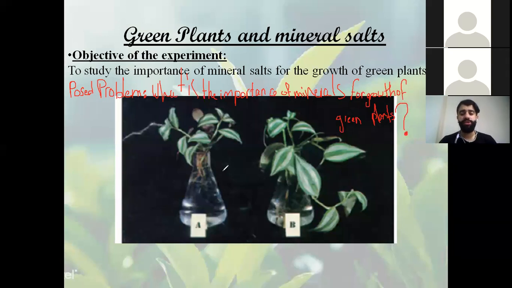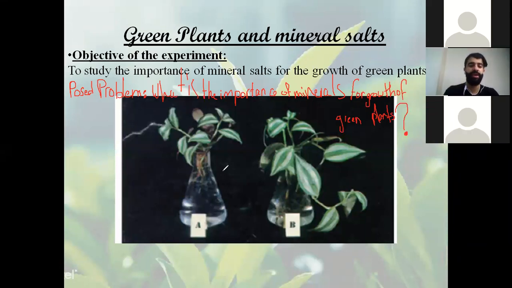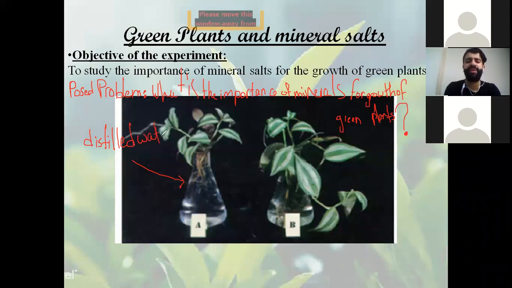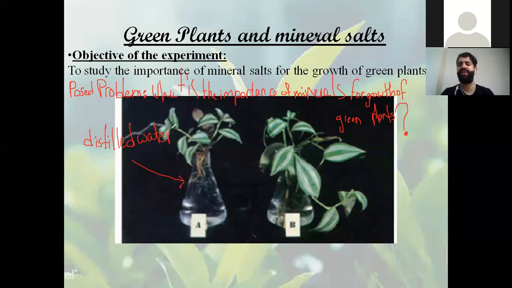Now let's move to this experiment. In this experiment, we have two plants: plant A and plant B. Plant A was placed in distilled water. So what does this mean? What is the meaning of distilled water? What is the significance of distilled water?